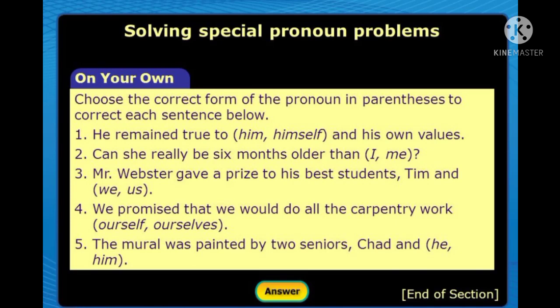Answer the following. Choose the correct form of the pronoun in parentheses to correct each sentence below. Your timer starts now.